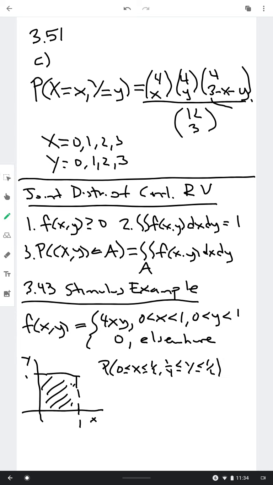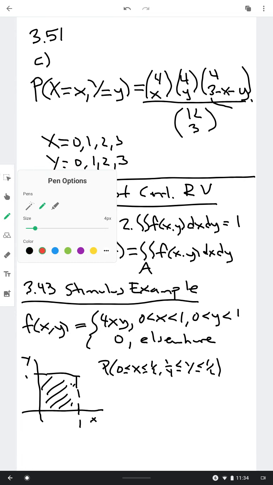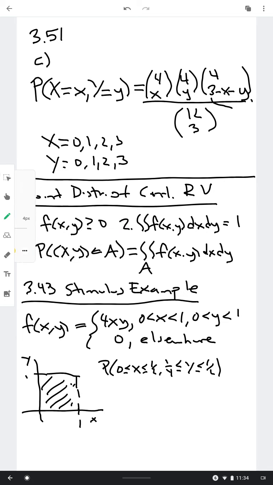When you think about this, I'm going to just draw the region here. This is my region A. We're looking at the region from 0 to 1/2, and then from 1/4 to 1/2. So we're looking at this region, and I want to know the probability of that region there.